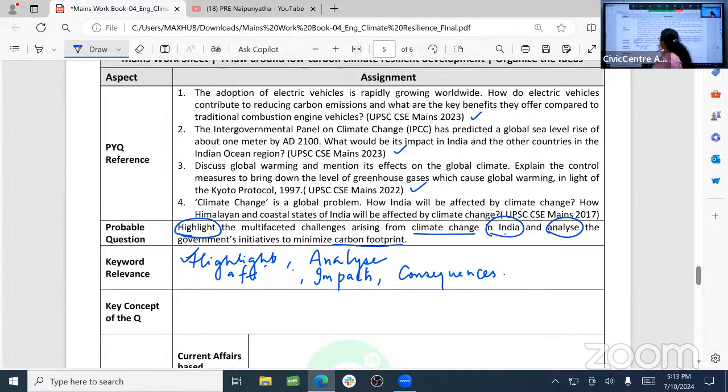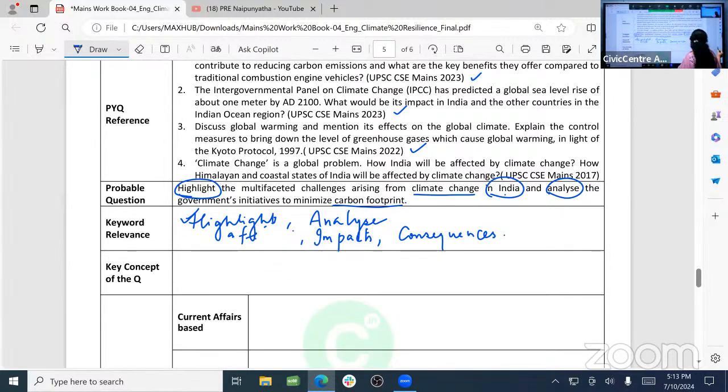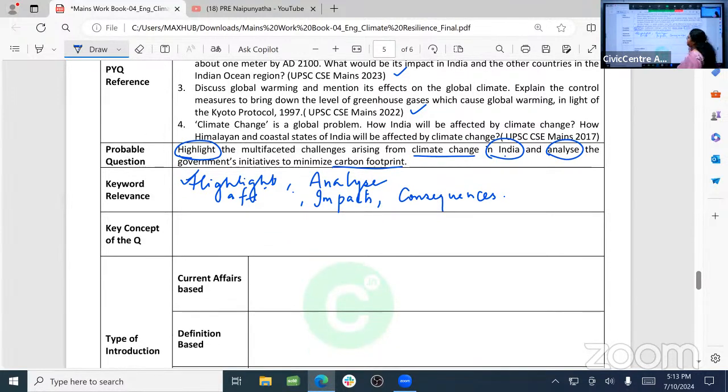So we will go through each step of the answer writing. I will write down a model answer for you so that you will understand how to attempt the Pre Naipunyata workbook. Now, the key concepts asked here are climate change as well as carbon footprint. You need to first understand what they are. Your basic understanding should be what climate change is and what carbon footprint is.